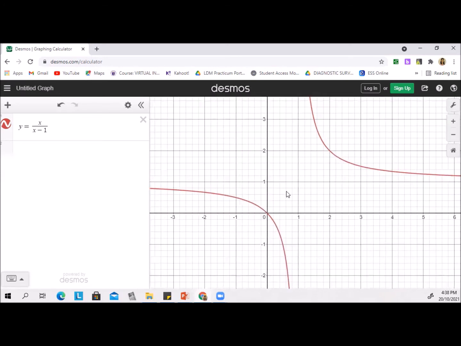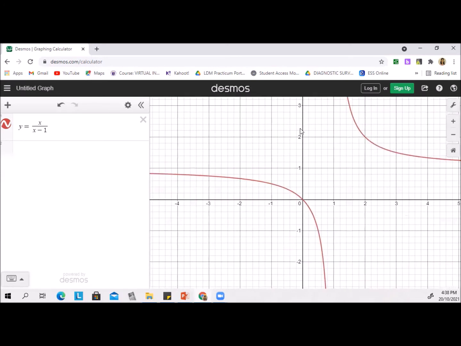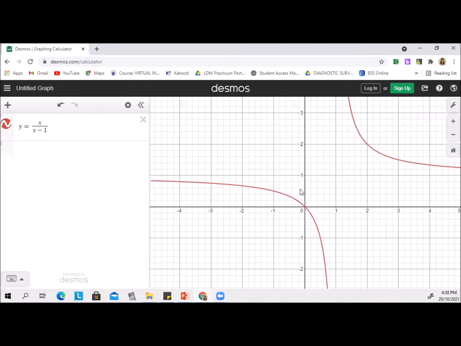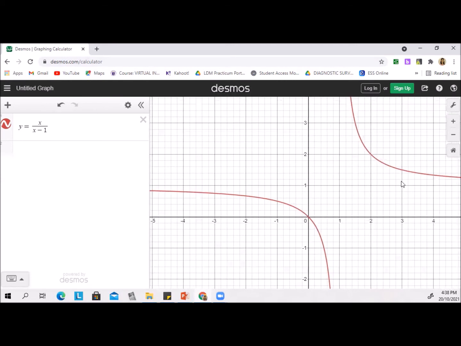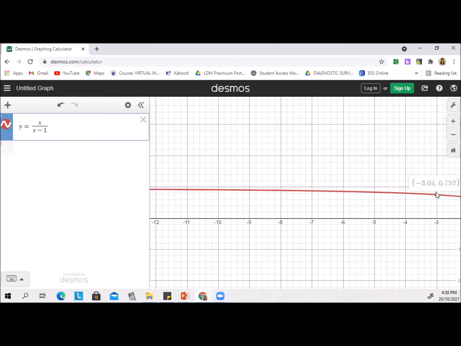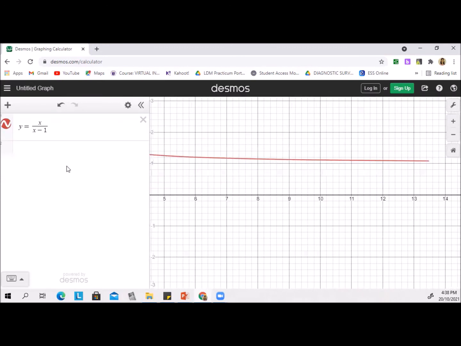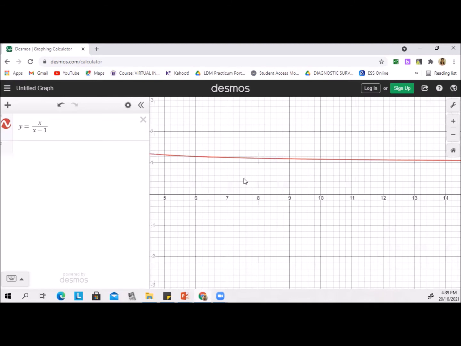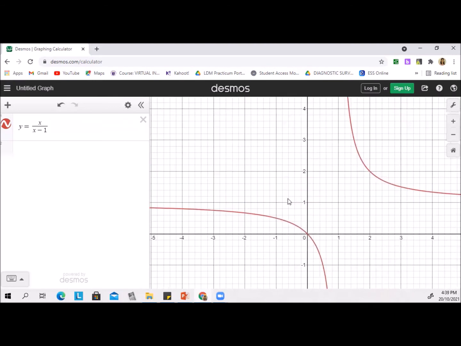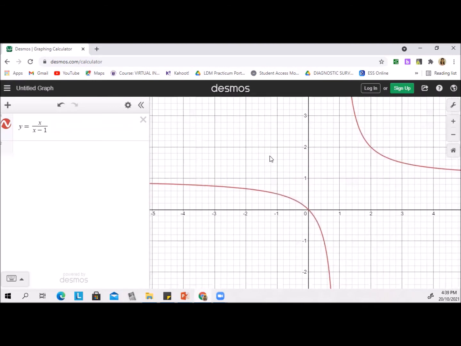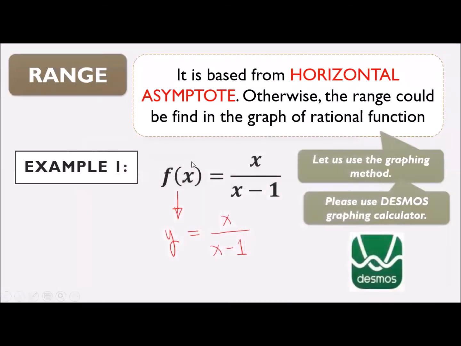And then, pagka naman sa range, alin naman dito sa y-axis yung patayo na, ang hindi tinamaan ng graph. So, kung mapapansin nyo, ito naman yon yung 1. So, kahit na i-zoom pa natin yan, hindi talaga siya tatama doon sa 1. Okay? So, Desmos is indeed helpful for us to analyze the functions, specifically for the rational functions.